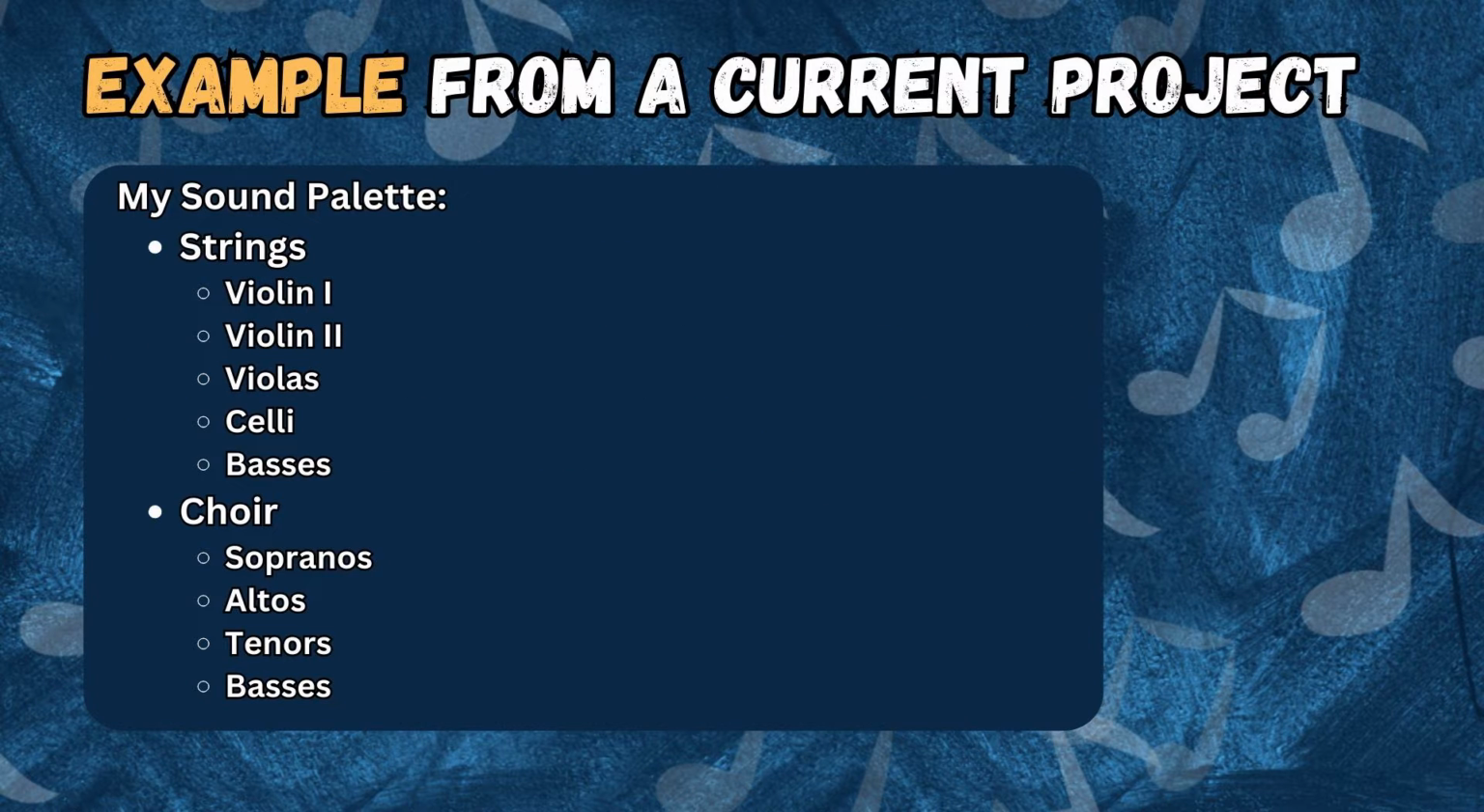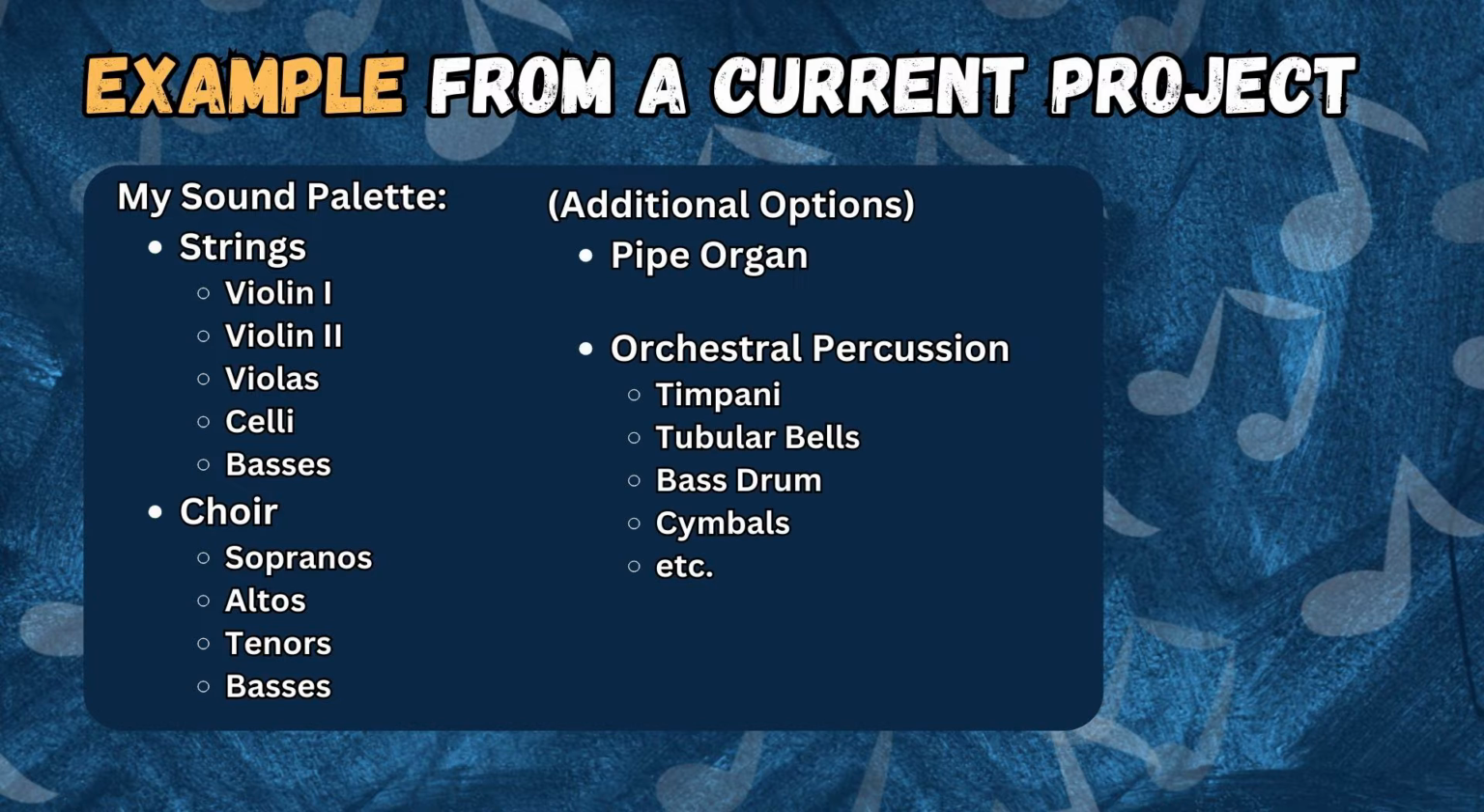For example, when planning the arrangement for my sketch, I decided on using a super simple sound palette consisting of just strings and choir. I'm allowing myself to consider pipe organ, orchestral percussion, and a few other instruments for the other movements of the Requiem, but for now, strings and choir are my main focus. These are the instruments that I can choose from when planning out my arrangement of the Kyrie.